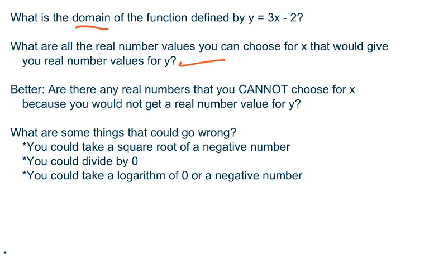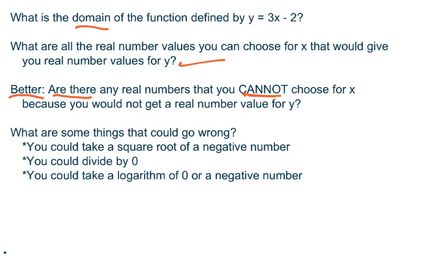Think about every ordered pair that would work. What are all the real number values you could choose for x that would give you real number values for y? And frankly, what's actually a little bit better is to ask the question in the negative sense. Are there any real numbers that you cannot choose for x because you would not get a real number for y? Is there anything you could imagine plugging in for x that would not give you a real number value for y? And if you're wondering how on earth could that happen, here are a few examples of what could go wrong if you choose an invalid value for x.